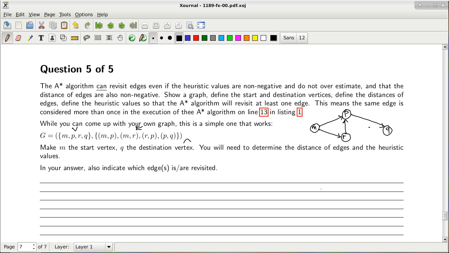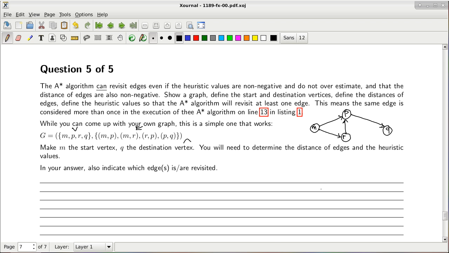Okay. So now we have to assign weights to these vertices. So the key is we go from M to P, and then P would look really good, so we have to expand it. We first start with M, we put P and R into the set O, and we will pick P over R, and then P is going to lead to Q, and that completes one path.